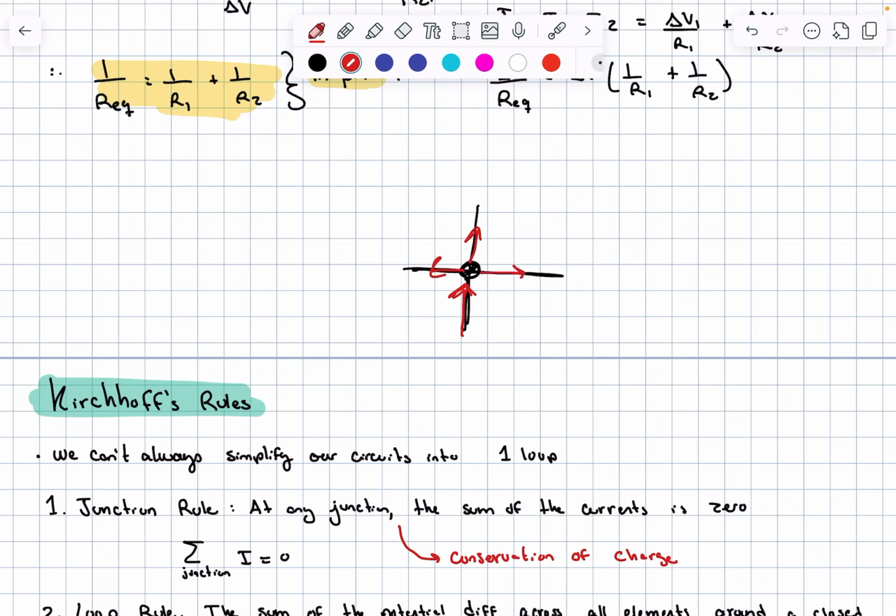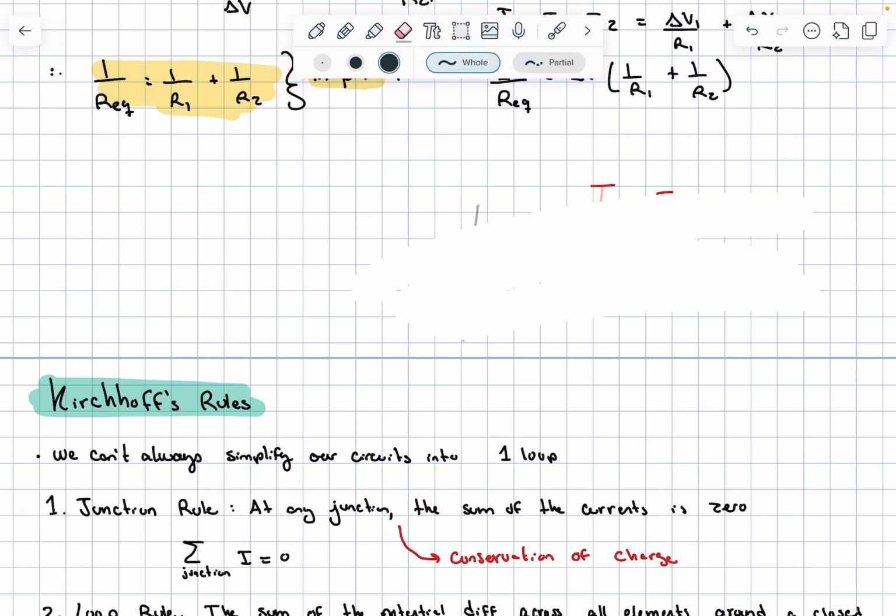So whenever the current's going in, we say it's positive. So this is 1, 2, 3, 4. Current I1 is equal to what's going out, I2, I3, and I4. If we were to put them all onto one side, we would say that I1 minus I2 minus I3 minus I4 is equal to 0. And that is Kirchhoff's junction rule. So what's coming in has to go out.